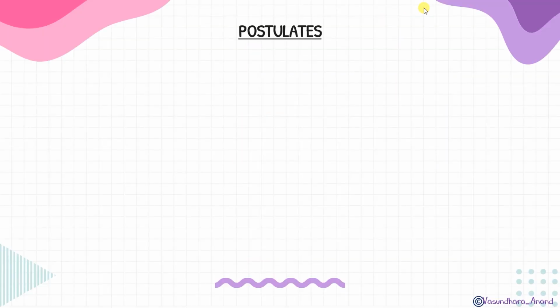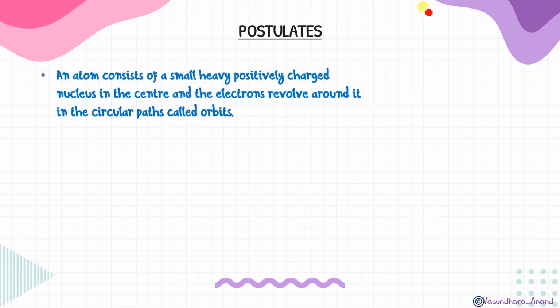Let me start with the postulates. According to Niels Bohr, the atom consists of a very small, heavy, positively charged nucleus in the center, and the electrons revolve around it in circular paths called orbits. If anybody asks you to define orbit: the circular path around the nucleus in which an electron revolves is called an orbit. They are named K, L, M, N, and their values are 1, 2, 3, 4, and so on.